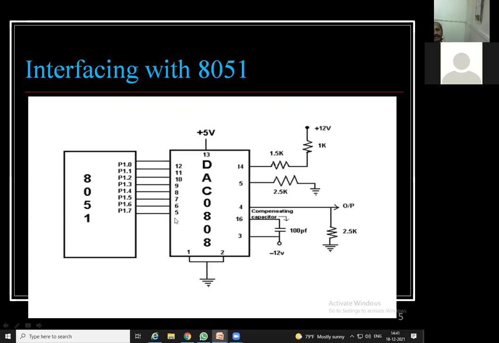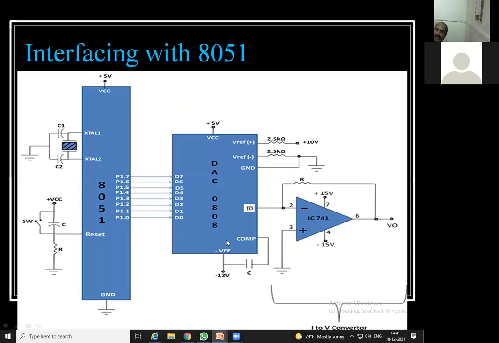So this is the connection diagram. Additionally, over here we are supposed to check this diagram, where we have to use IC 741. So what is the need of this? Why can we not directly take the output of 0808?